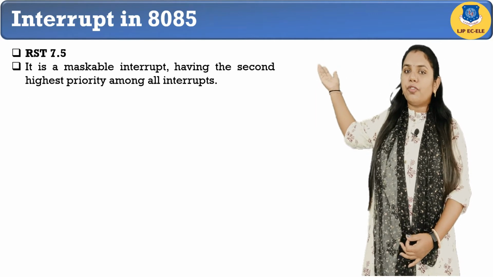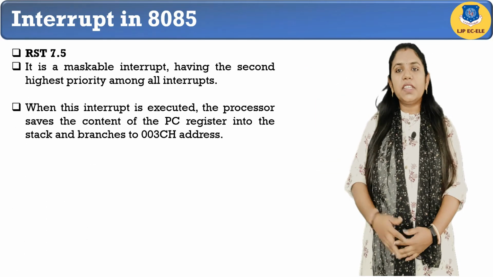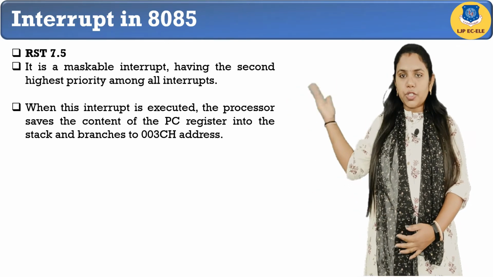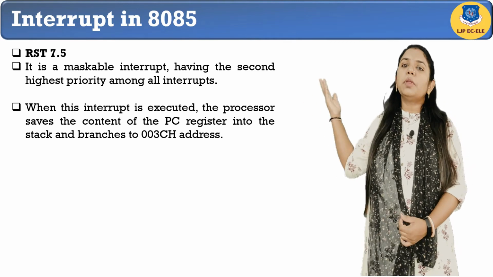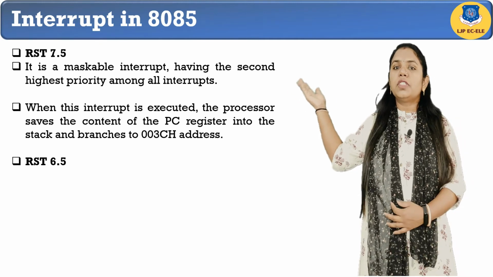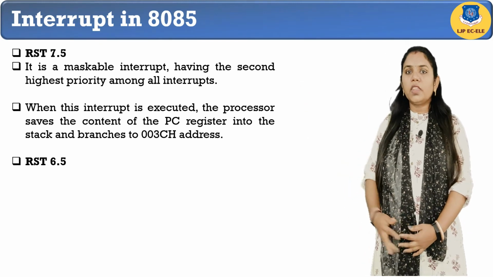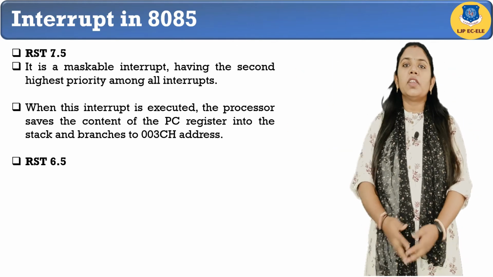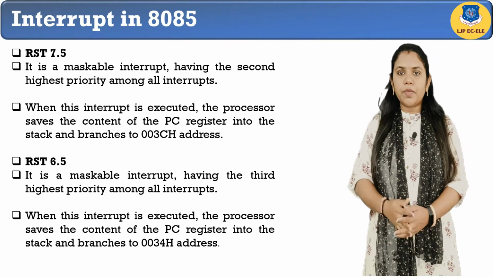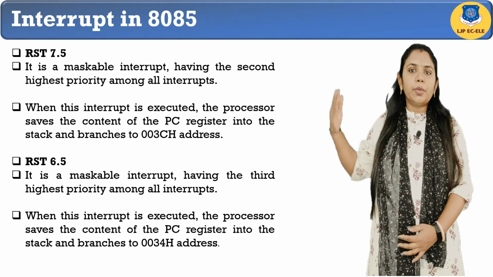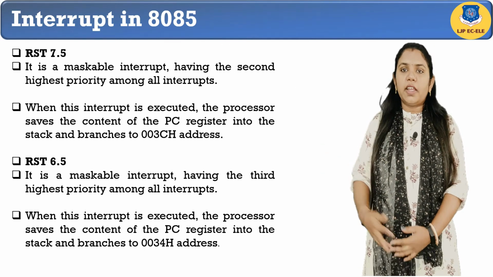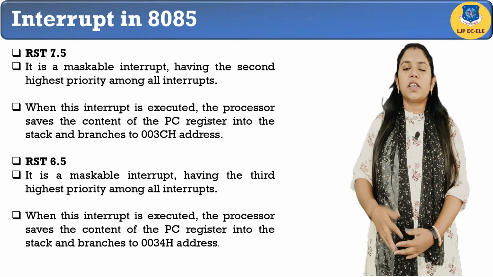Next, RST 7.5. It is a maskable interrupt having the second highest priority among all the interrupts. When this interrupt is executed, the processor saves the content of the program counter register into the stack and branches to the 003C hex address. Next, RST 6.5. It is also a maskable interrupt having the third highest priority among all the interrupts. When this interrupt is executed, the processor saves the content of the program counter register into the stack and branches to the 0034 hex address.